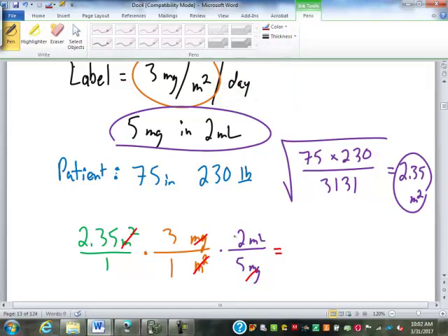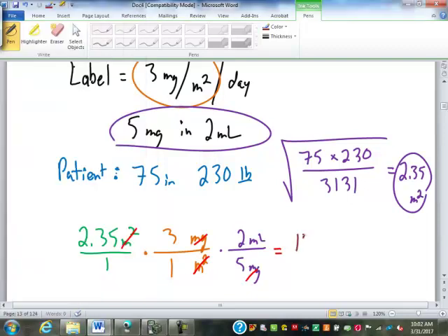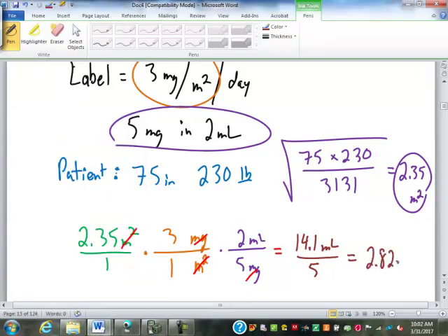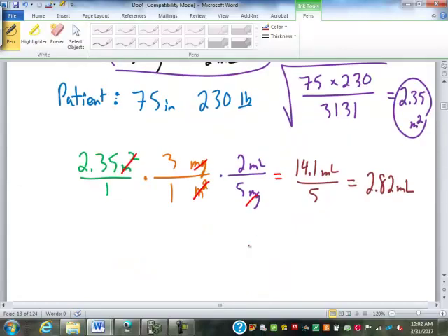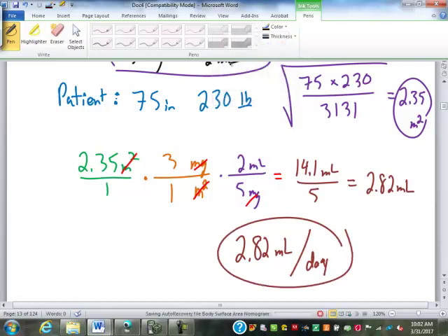So 2.35 times 3 times 2 is 14.1, milliliters over 5. So we divide that out, we get 2.82 milliliters. And that is per day. So 2.82 milliliters per day can be administered to that patient. Safe dosages do apply to body surface areas as well.